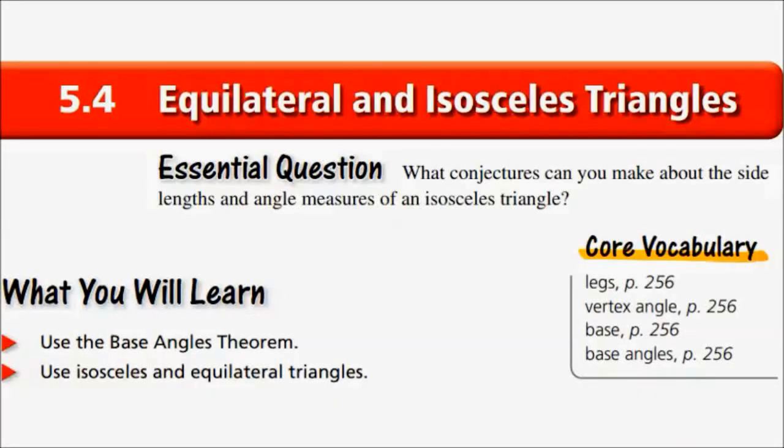All right, this is 5-4, equilateral and isosceles triangles. The essential question that you should be able to answer at the end of this lesson is, what conjectures can you make about the side lengths and angle measures of an isosceles triangle?